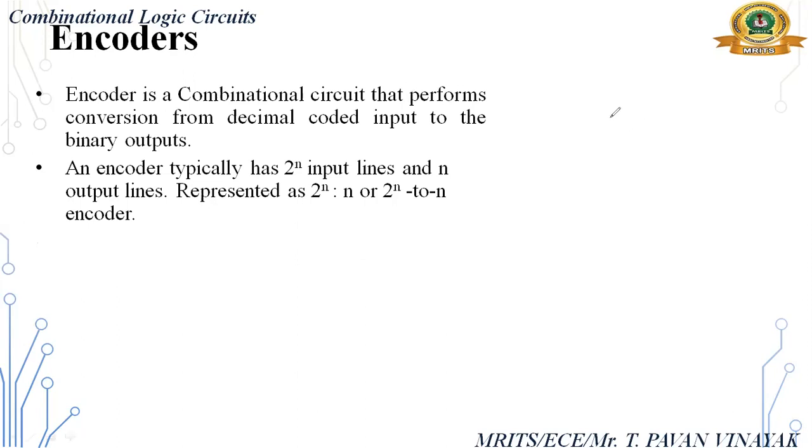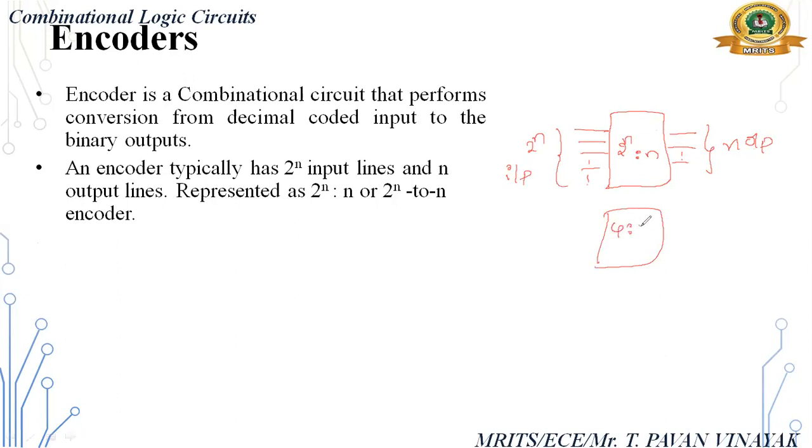The encoder consists of 2 power n inputs and n outputs. So it is denoted as 2 power n is to n. If n is equal to 2, it is a 4 is to 2 encoder.